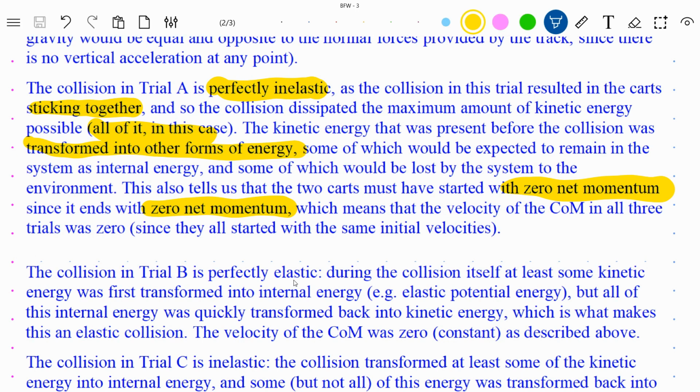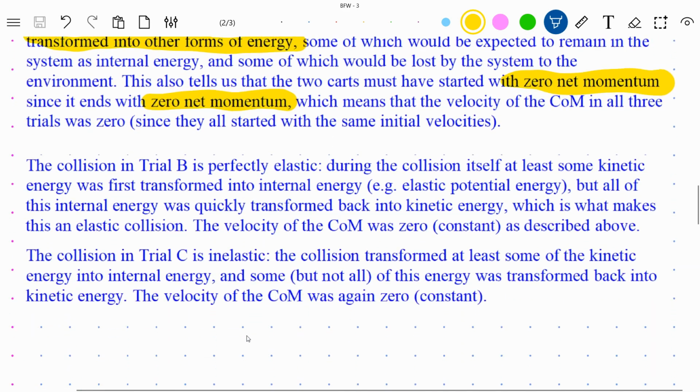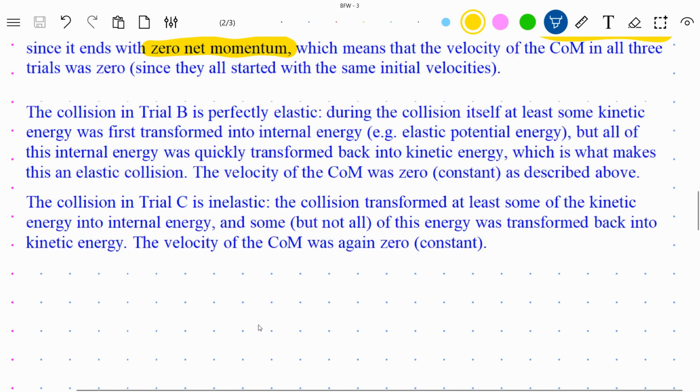That's really important. All three trials have basically a symmetry of sorts. The carts must have been coming at each other with identical speeds, since they have identical masses, and we know that the system has zero net momentum in all three cases. So moving on to trial B, I'll home in on what is specifically different about it.